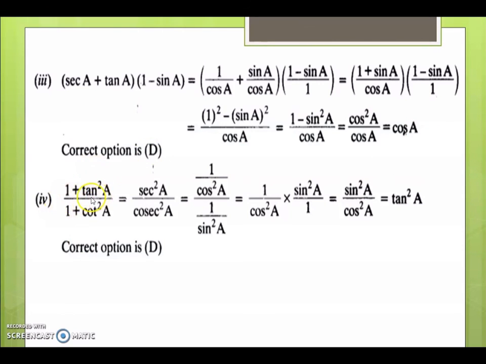Now the fourth one is 1 plus tan square A upon 1 plus cot square A. Now here directly it is in the identity form. 1 plus tan square A is sec square A and 1 plus cot square A is cosec square A. Now this can be written in terms of cos and sin. So sec square A I can write as 1 by cos square A. Cosec square A I can write as 1 by sin square A. So I will get sin square A by cos square A after evaluating this, that is tan square A. So correct option is option D.